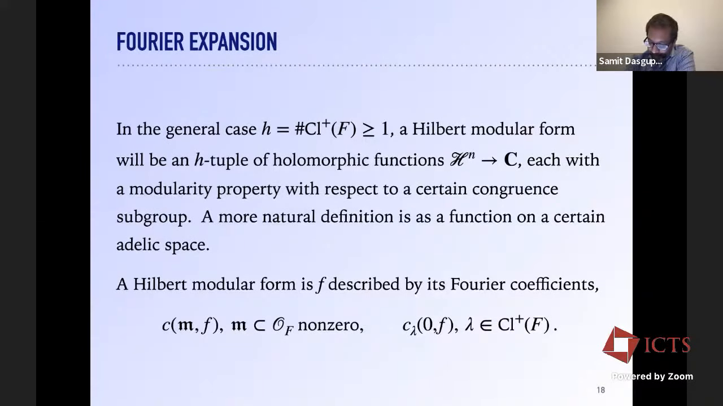So these are both complex numbers, right? And a bunch of constant terms. And these are the constant terms at infinity. These aren't all the constant terms. Just like a normal modular form, when you look at its Fourier expansion, you talk about its constant term at infinity, which is just one number. Now, since you have H functions, each of those has a constant term at infinity. And so you have H of these constant terms at infinity, C lambda. So lambda here is indexed by the narrow class group, which is exactly what indexes your H functions. Okay. So those are the Fourier coefficients.